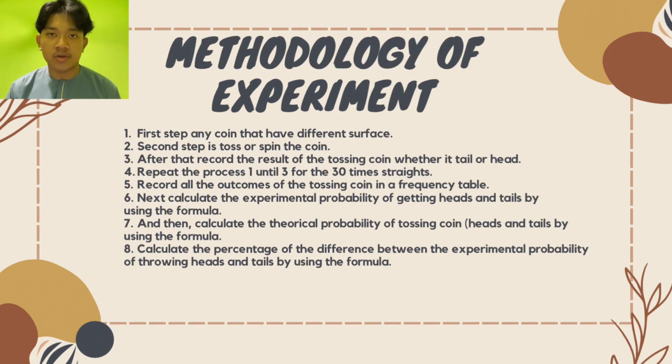So next, we are going to go to the methodology of the experiment. First step, we are going to use a coin that has two different surfaces. Next, we are going to toss or spin this coin to get one of the surfaces. After that, we are going to record the result of tossing the coin, whether it is tails or heads. And then we are going to repeat steps 1 to 3 for 30 times straight.